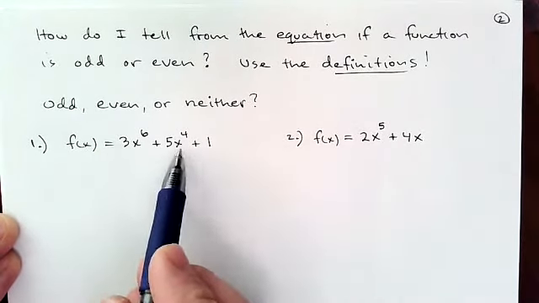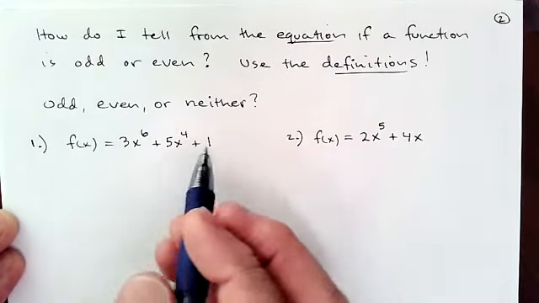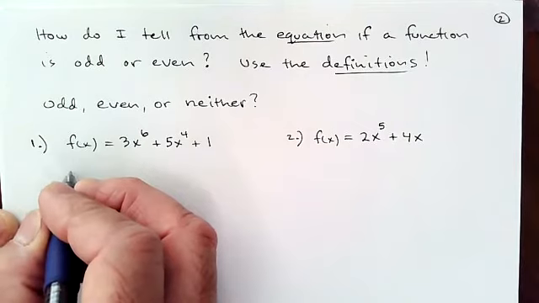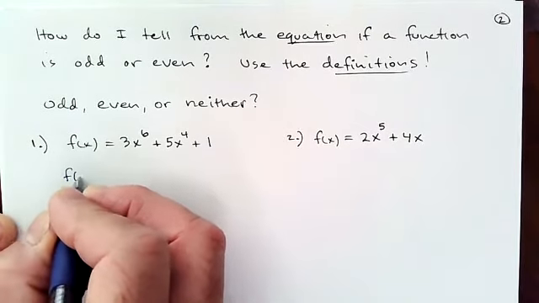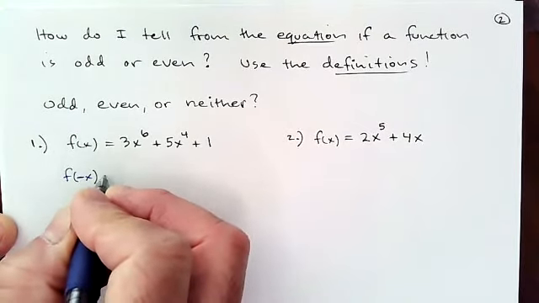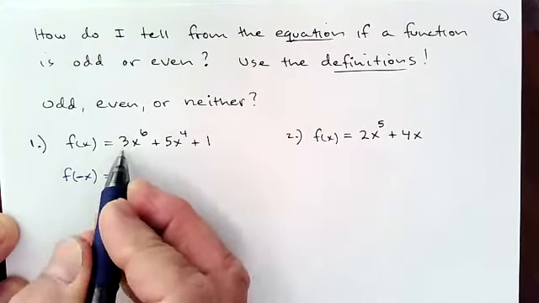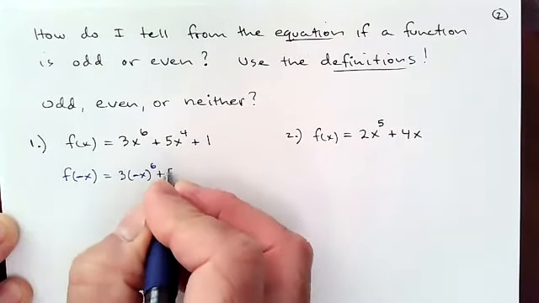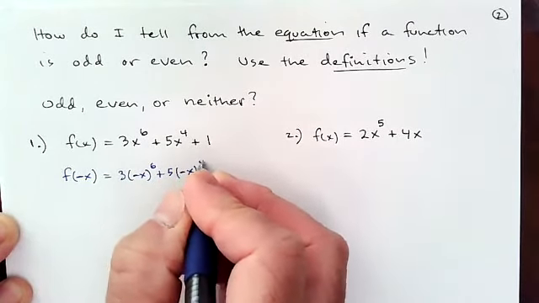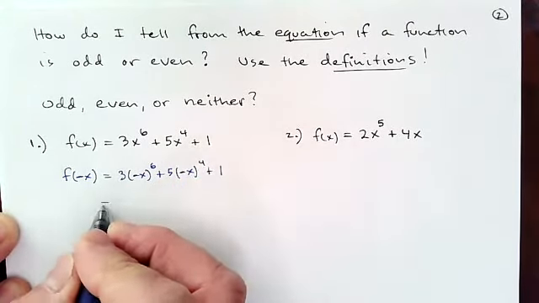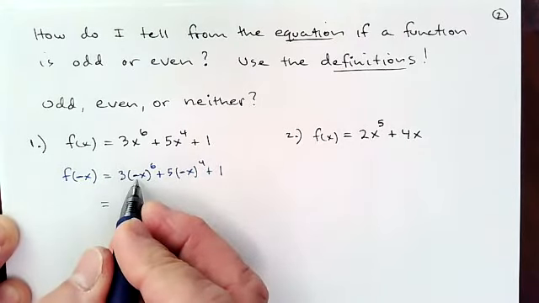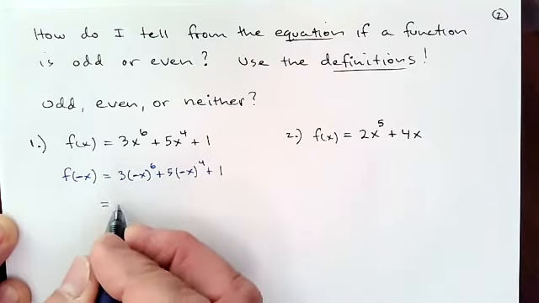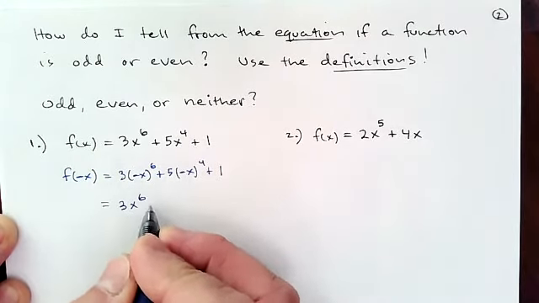So let's start with this first one. If you look at the definitions for even and odd, notice that they both involve what happens if you plug in negative x. So let's see what happens. If I plug in negative x for each of those x's and simplify it, we know that if you took a negative number and raised it to the 6th power, that would be exactly the same as positive x to the 6th. So I could just write that as 3x to the 6th.